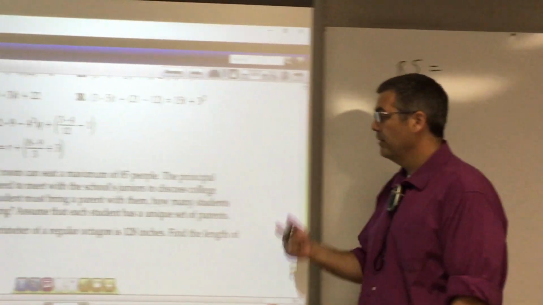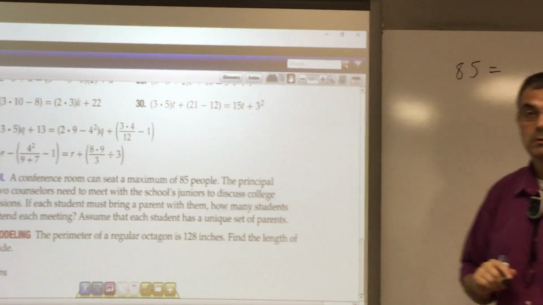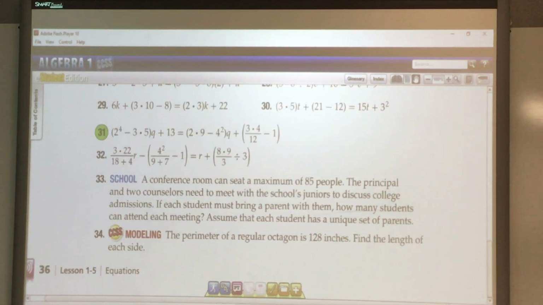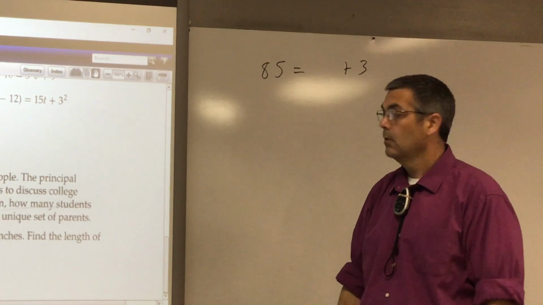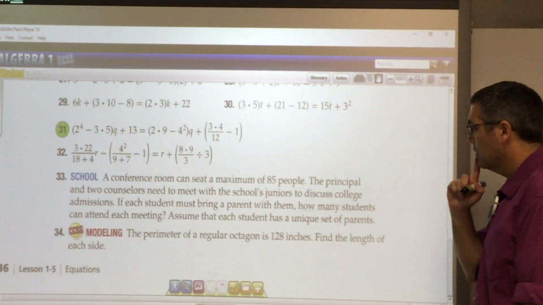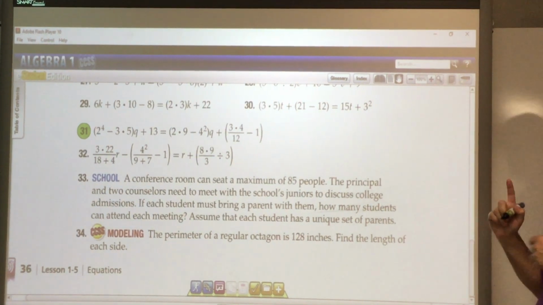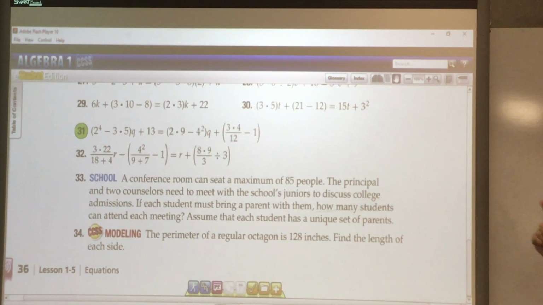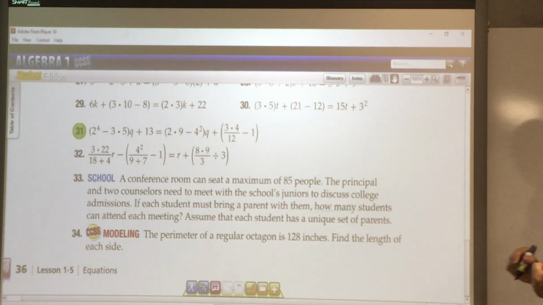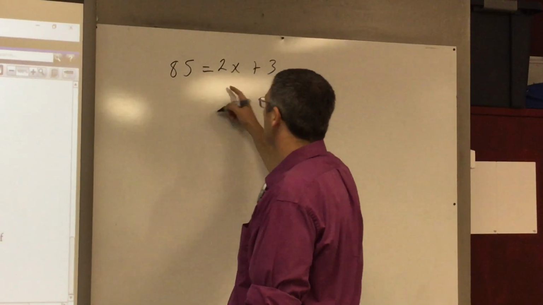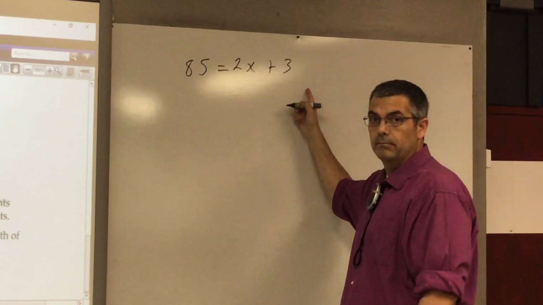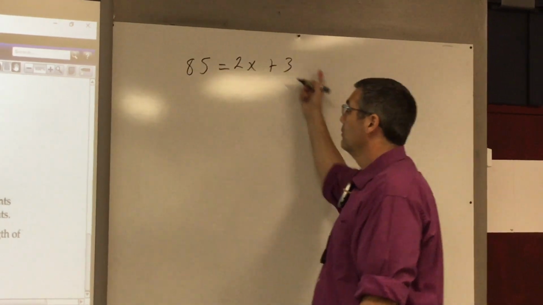Now, you have the principal and 2 counselors. So you gotta fit those 3 people in there too. So you're gonna be adding 3 people. And then you come back and you look and you go, well, we need to know how many sets of these people can fit in there, right? 1 student, 1 parent, because each student brings a parent. So 1 student, 1 parent, so that's 2x plus 3, okay?